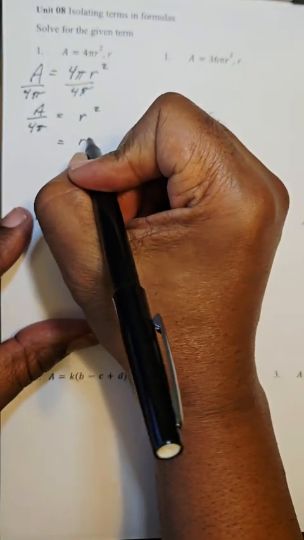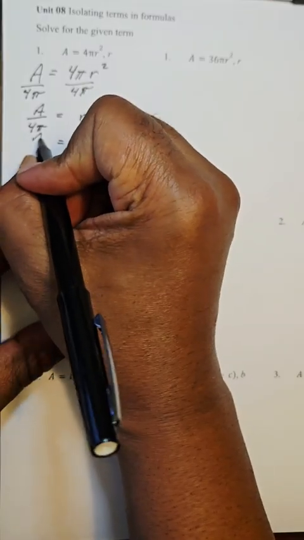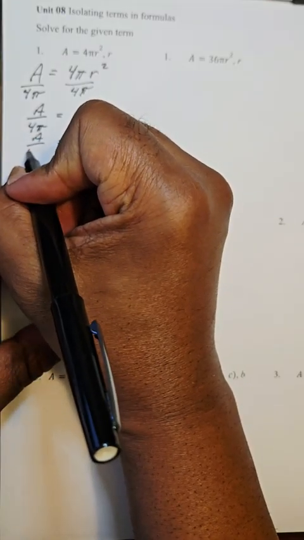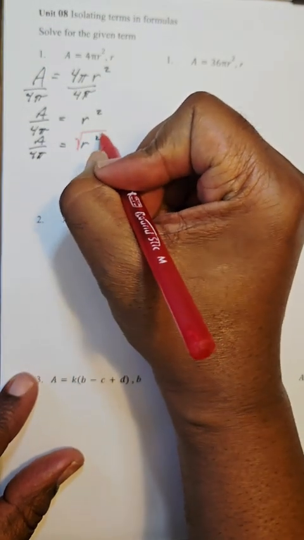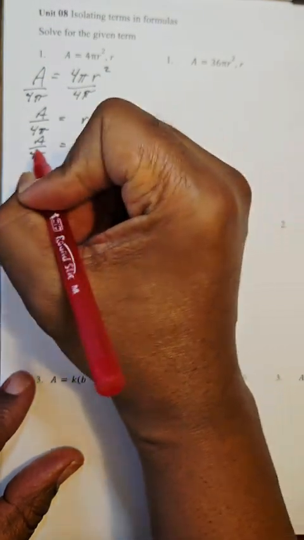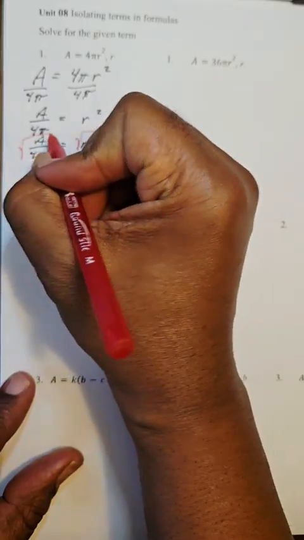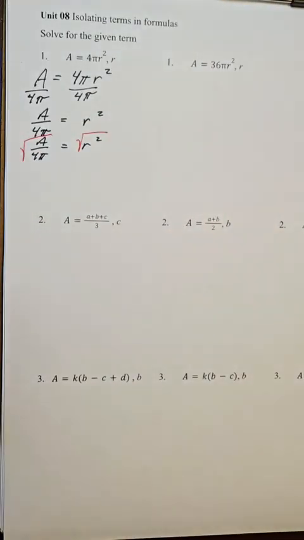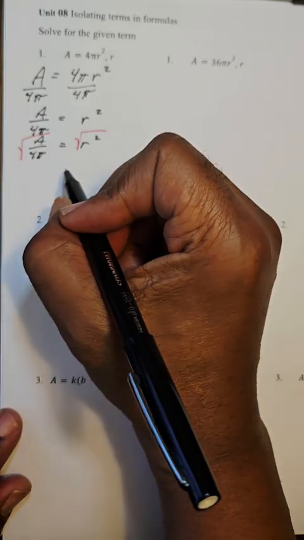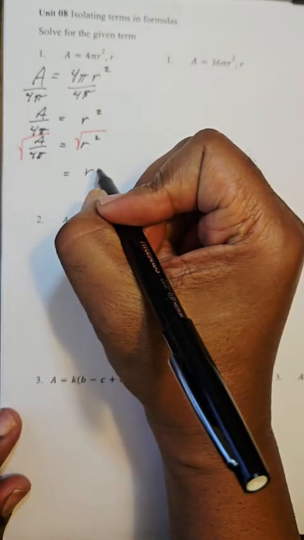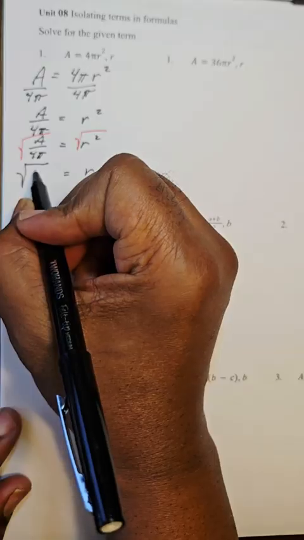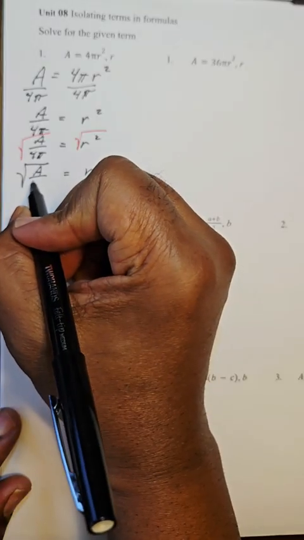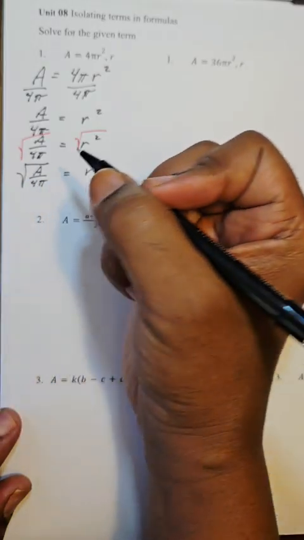Now, to get rid of the square on the r, we need to take the square root. A square root will eliminate the square, leaving just the r. But whatever you do on one side, you also do on the other. So on this side, the square is eliminated. We're down to r. But on this side, we're left with the square root of A divided by 4 pi.